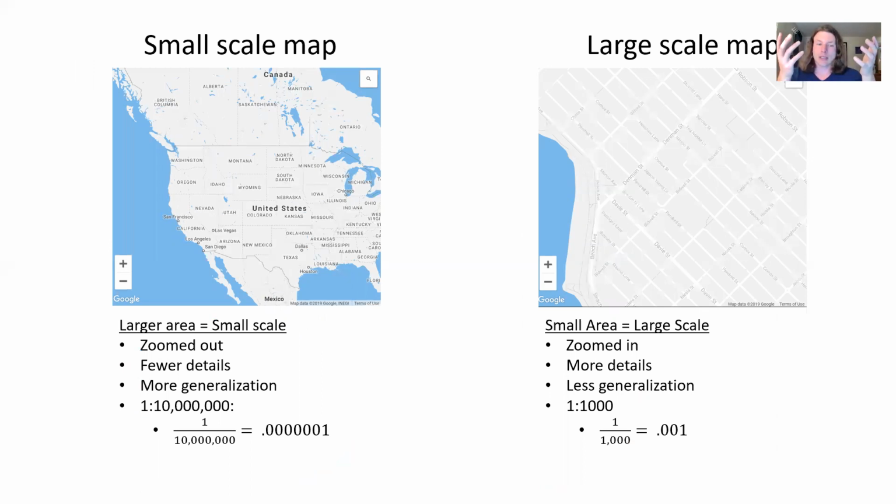It shows fewer details. It's more generalized. And so you can see the representative fraction here. This is a 1 to 10 million scale. It's a very small number, whereas the larger scale on the map is more zoomed in. Shows a lot more detail for a smaller area. And so there's got to be a lot less generalization. And so the representative fraction for this map is 1 to 1,000. And you can see when you represent that in fraction form, it ends up being a lot larger of a number.